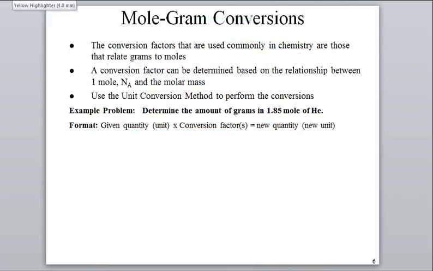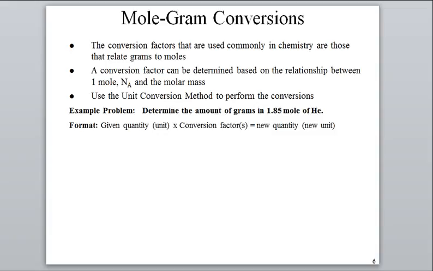So we have new relationships, and it's no fun to have a relationship without going out and doing something. So we're going to use these relationships to convert between units. And our relationship is between moles, grams, and the number of that particular chemical.